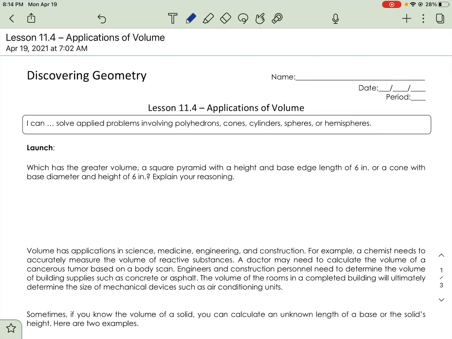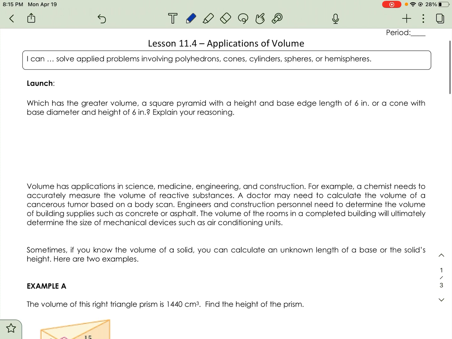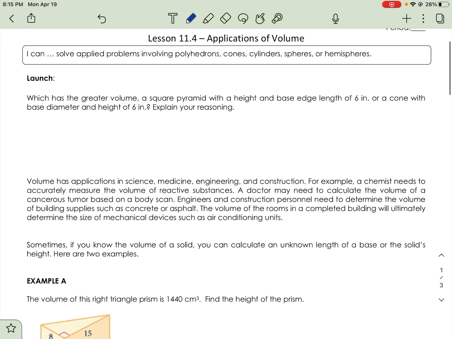In this lesson, we're just going to take a look at some problems where we apply the equations of volume for different solids and use those to solve some problems. So in this first warm-up, it says, which has the greater volume? A square pyramid with a height and base edge length of 6 inches, or a cone with a base diameter and height of 6 inches. In order to answer that question, we would want to find the volume of each of those shapes.